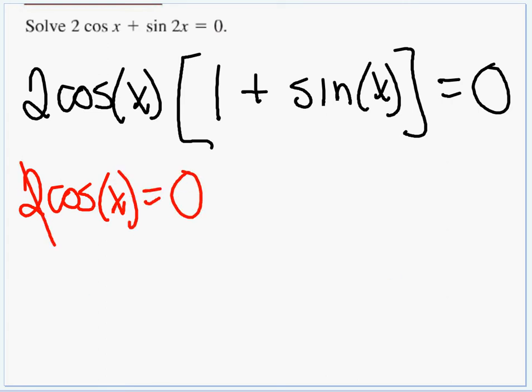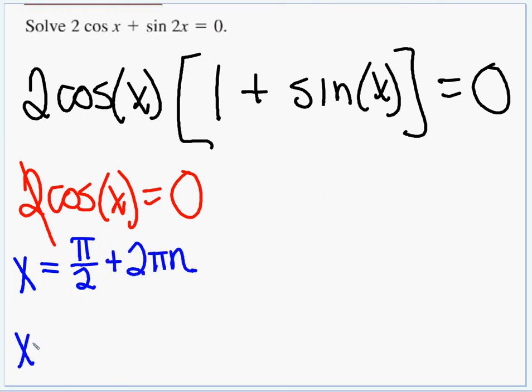And then we look at our unit circle if we do not have it memorized. And we're going to get x equals pi over 2 plus 2 pi n, and x equals 3 pi over 2 plus 2 pi n. Now, you might be yelling at your computer, we can combine those into one answer. We'll do that in just a second.